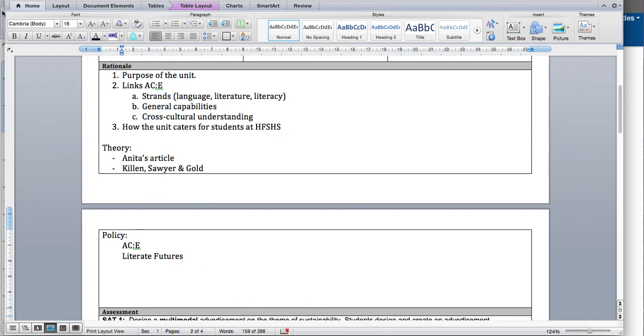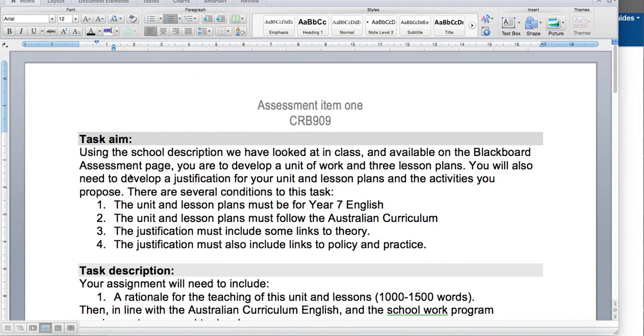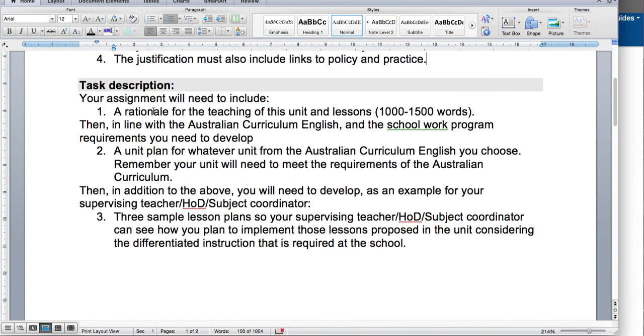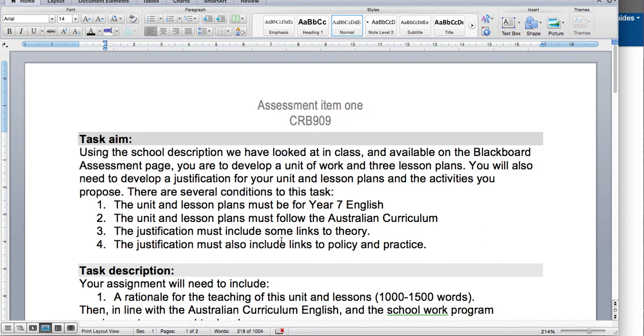So if we go back to the assessment description, we've talked about the rationale, we've talked about how to write the unit plan, and we've talked about the 3 sample lesson plans. If you have any questions about what you need to do for the assignment, please ask. I'm happy to help, and I can share with the rest of the cohort. No doubt somebody else will have a similar question to you. Good luck.